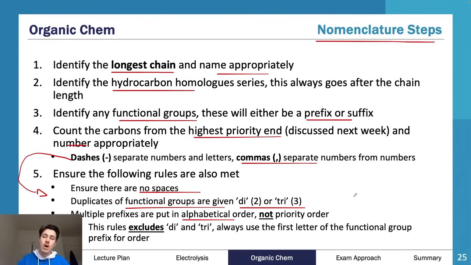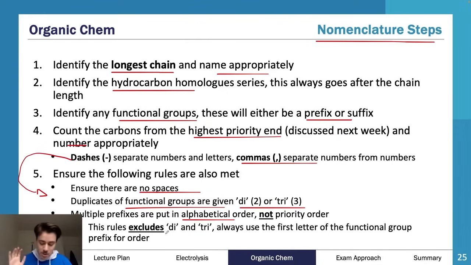Now, if you've got a di or a tri on something, like difluoro, the di doesn't count. You still go off the F. Or dichloro, you still go off the C. Dimethyl, you still go off the M. You don't count the di and the tri as part of your alphabet. Really important. But multiple prefixes must be in alphabetical order.